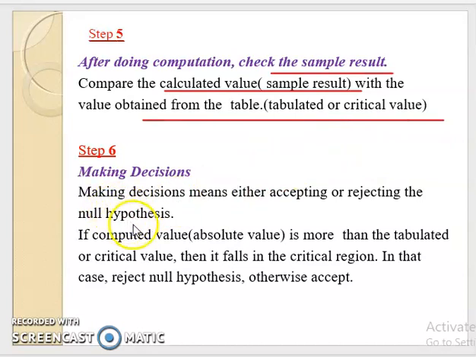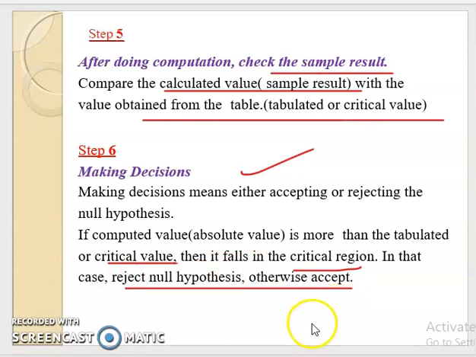And the final step is making the decision, that is, either accepting or rejecting the null hypothesis. If the computed value is more than the tabulated or the critical value, then it falls in the critical region. In that case, we reject the null hypothesis, otherwise we accept it.